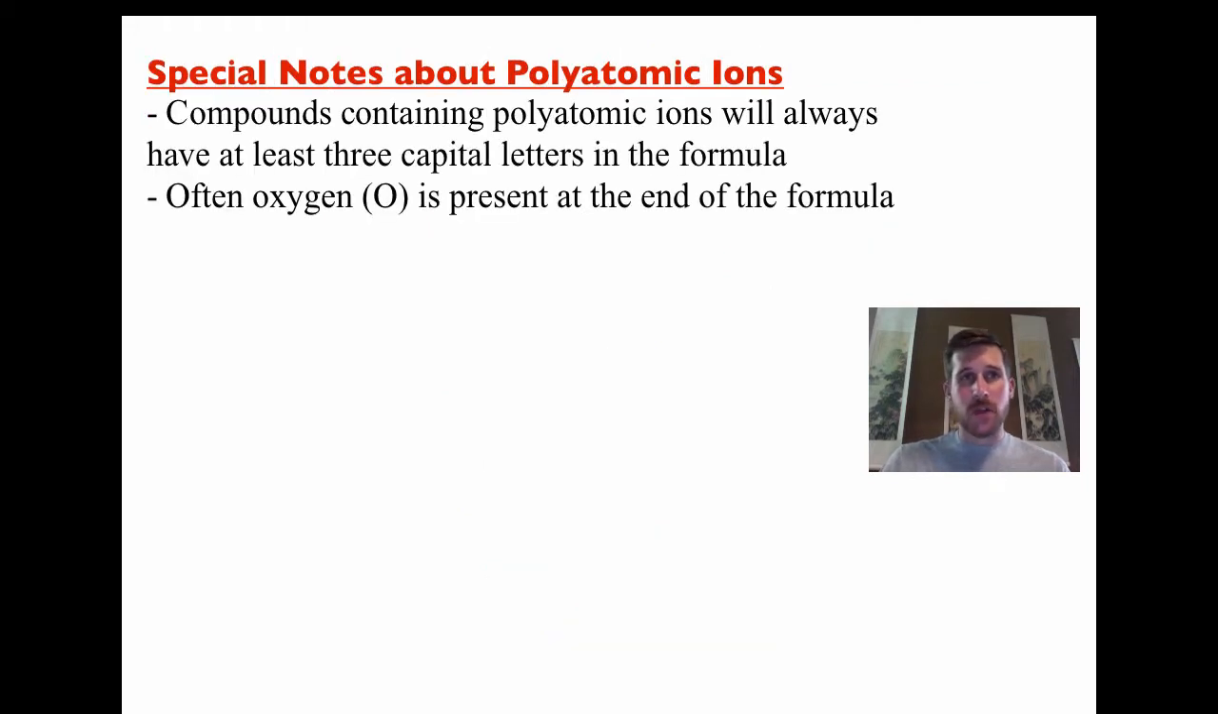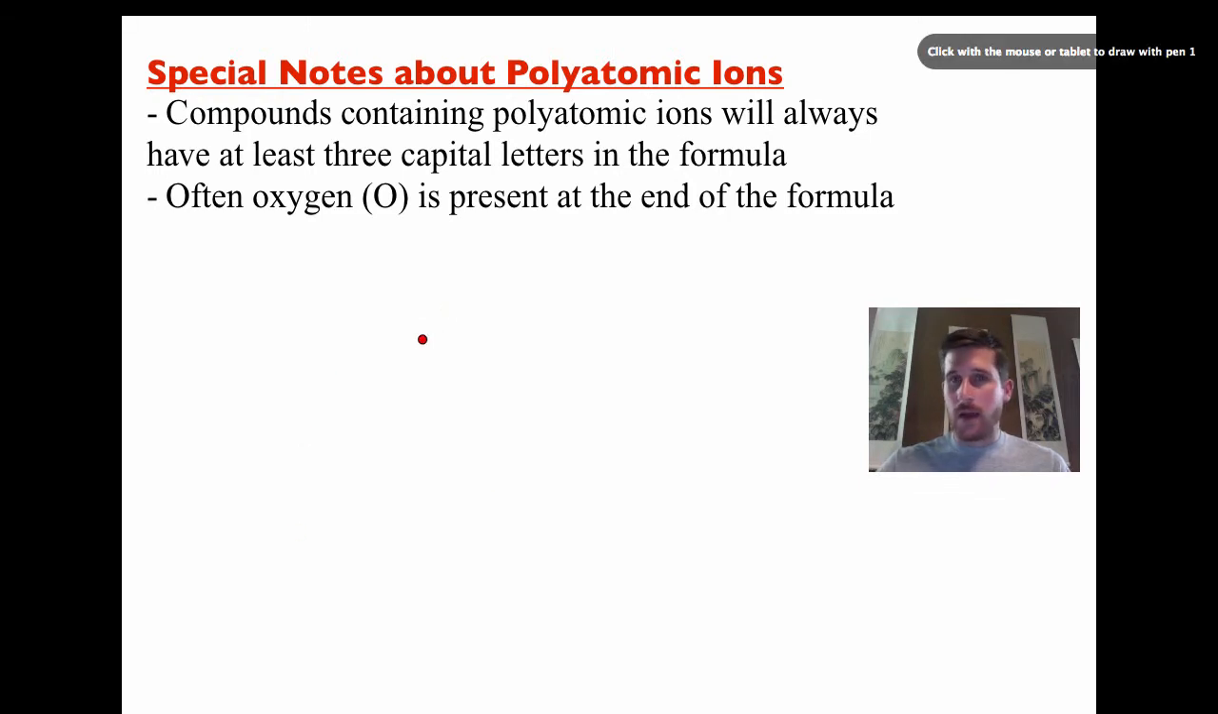All right, a couple of special notes about polyatomic ions. When you're looking at these formulas, you're going to have at least 3 capital letters telling you that you have at least 3 atoms present in this formula. Now, it might just be 2 different types. Well, actually, I'm trying to think of an example. No, it won't be. You can always have at least 3 different elements in these polyatomic ions, maybe 4. And a lot of times, oxygen is present at the end of the formula. So let me give you an example.